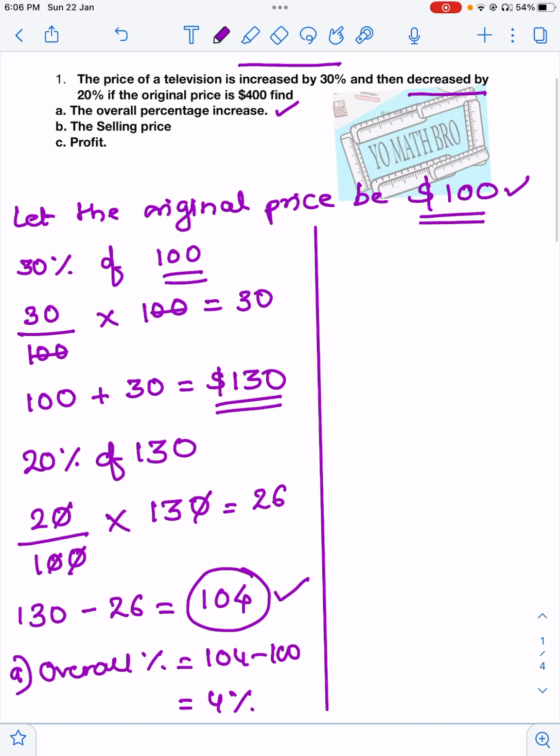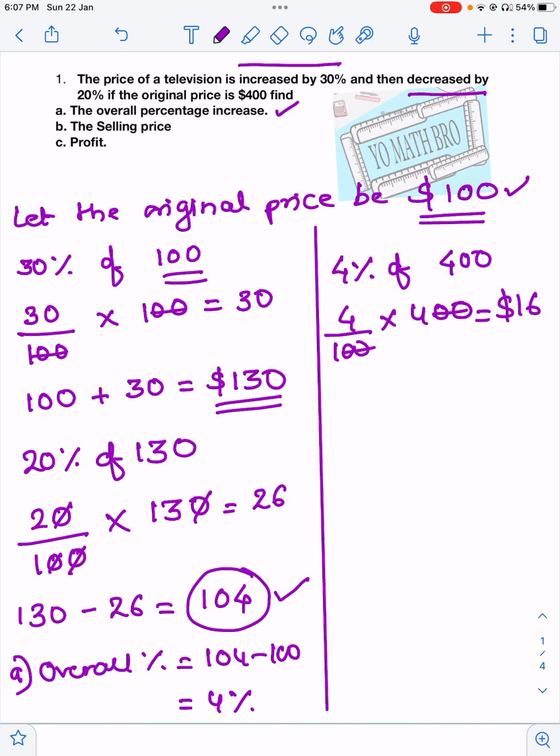Now they say find the selling price. Once you do this part, you can just do 4% of the original price, that is $400. So I get 4 upon 100 into 400, which gives me $16. So my selling price is 400, which was the original price, plus the 4% increase, that is $416. This gives me my B part, the selling price.